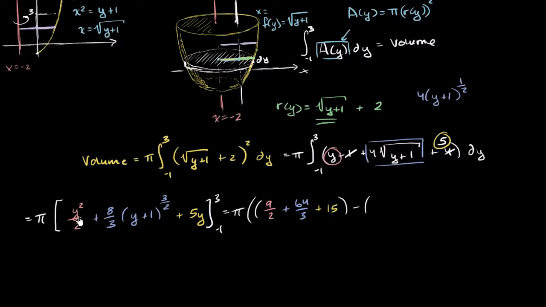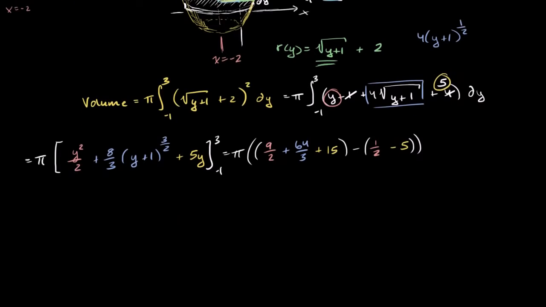So you have -1 squared over 2, well, that's just 1/2. -1 plus 1 is 0 to the 3/2 power. That's going to be 0 times 8/3. This is all going to be 0, so we don't have to even write it. And then finally, you have -1 times 5. Well, this is going to be -5. And we are in the home stretch. We really just have to do a little bit of arithmetic, add some hairy fractions right over here.